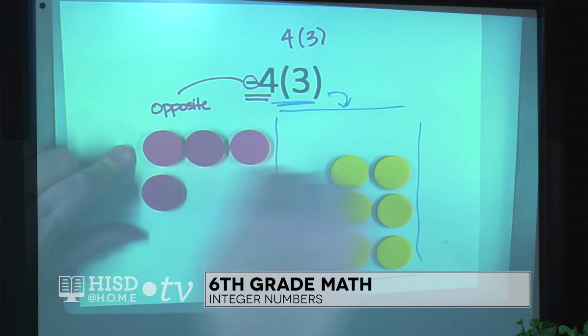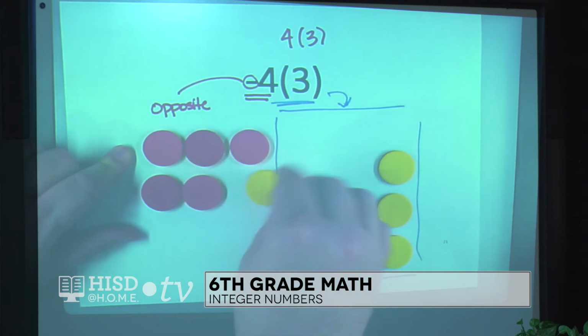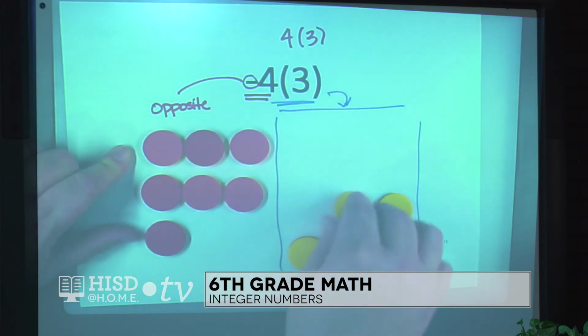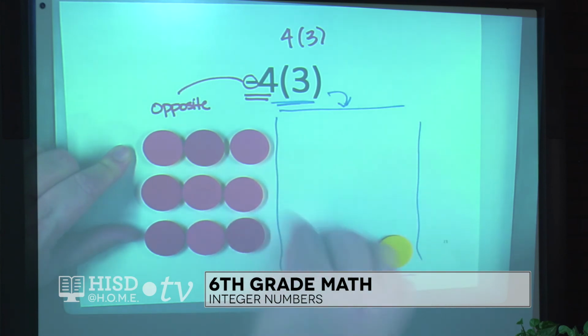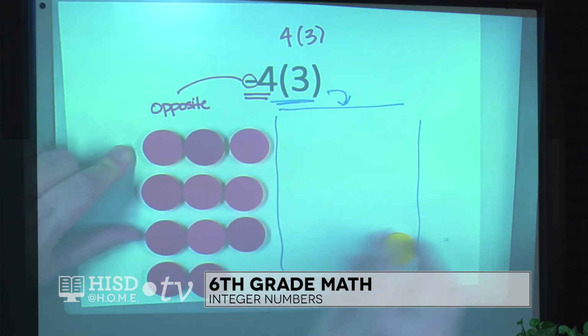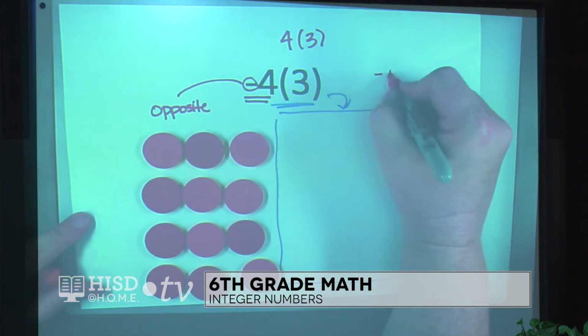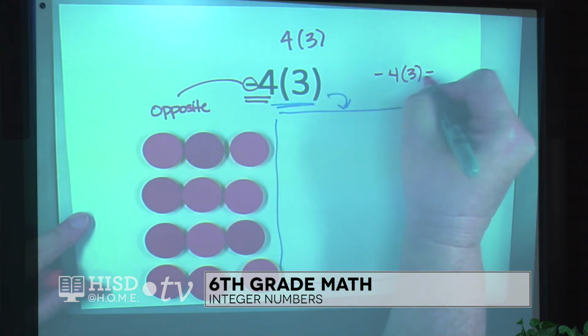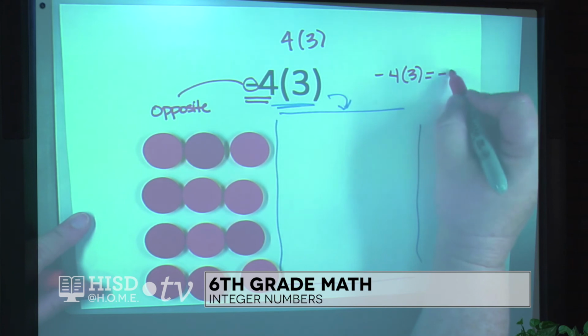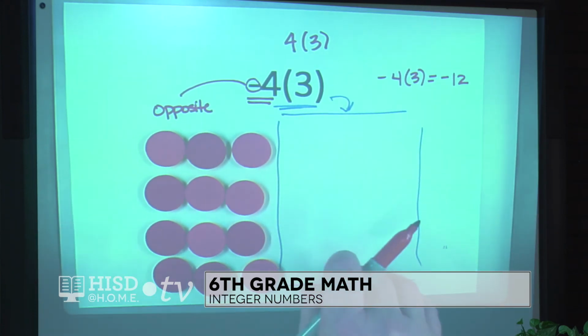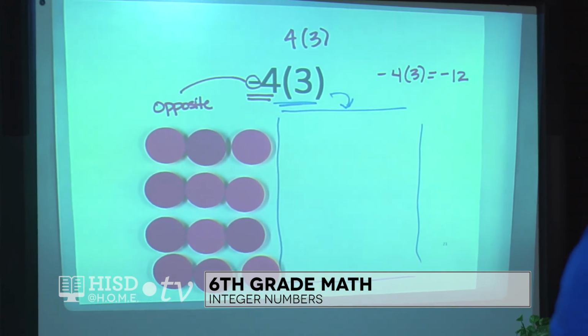These all become opposite numbers. Because the opposite of positive 12 is negative 12. So negative 4 times 3 is negative 12.